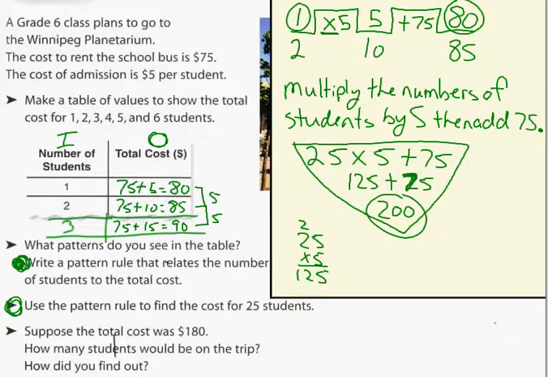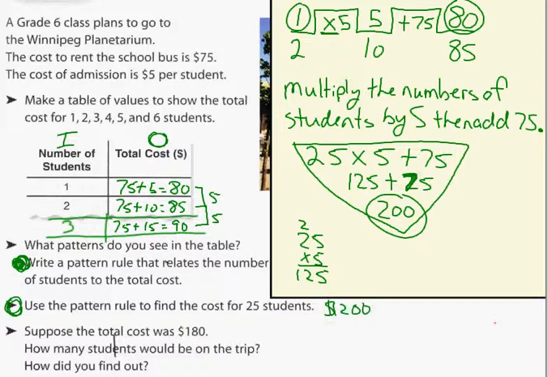It's probably new for you, maybe the first time you've ever seen it, but we're going to do quite a bit of that this year. So I'm introducing it now. So the answer to this, using the pattern rule to find the cost for 25 students, I just did that. The cost is $200. 200 bucks.